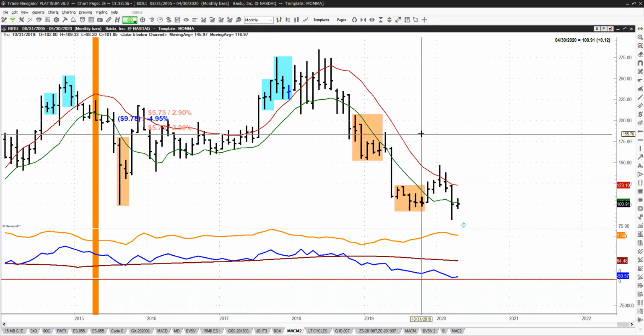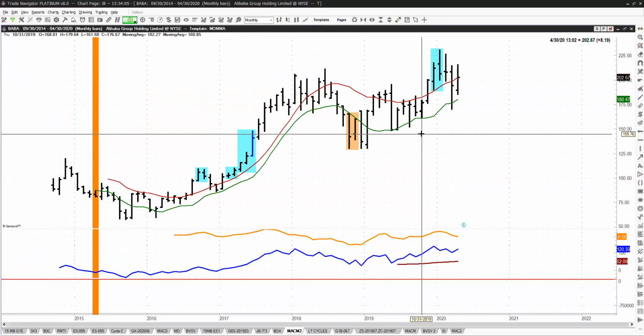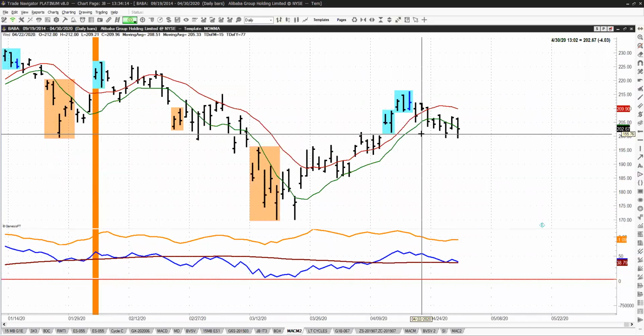How about throwing up BABA, B-A-B-A, because I know a lot of people have an interest in that. Yep, let's go to Alibaba. Here we go. And we'll start with the big picture. Bullish trend, intermediate term picture weekly, right up against resistance and failed. The daily chart, failing at resistance, a little bit of support right in this area.